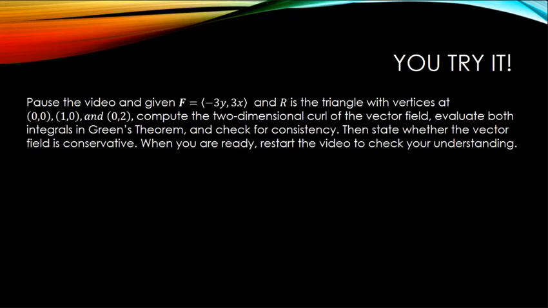So now you get to try it. Pause the video, and given the vector field that is equal to a vector with components negative 3y and 3x, and given R is the triangle with vertices at the points (0, 0), (1, 0), and (0, 2), compute the two-dimensional curl of the vector field, evaluate both integrals in Green's theorem, check for consistency, and then state whether the vector field is conservative. When you are ready, restart the video to check your understanding.